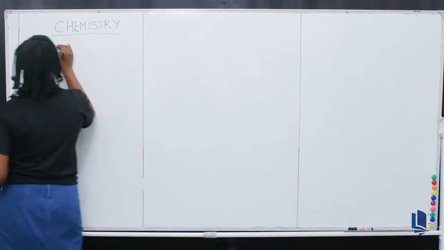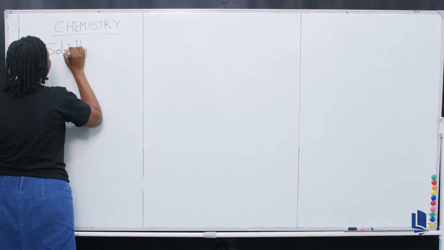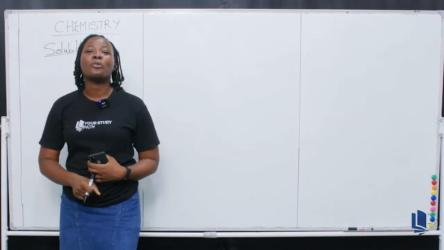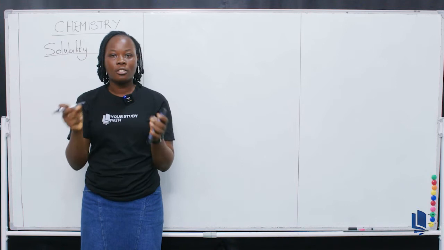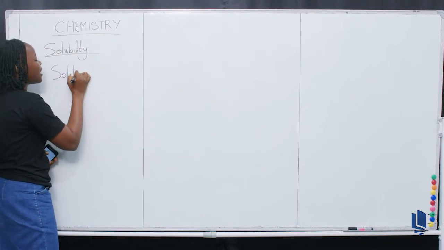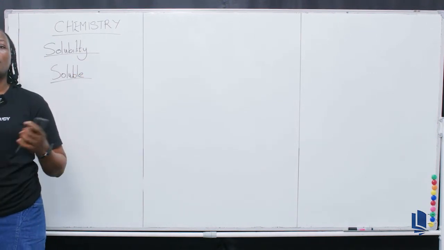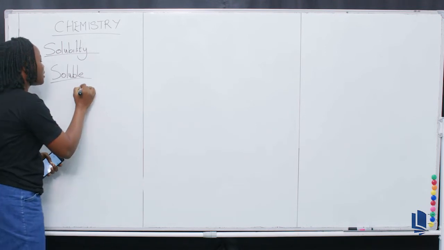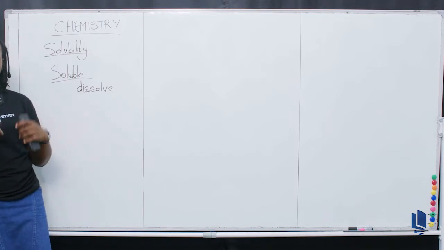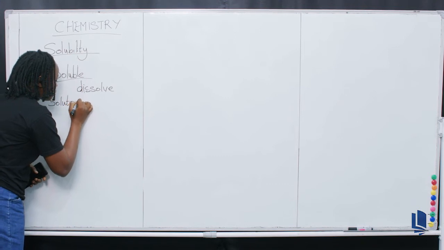Good afternoon, everyone. It's time for chemistry class, and today we'll be considering solubility. As the name suggests, solubility is gotten from the word soluble. When we say something is soluble, that means it has a tendency to dissolve. And if it has a tendency to dissolve, that means we're talking about solution.